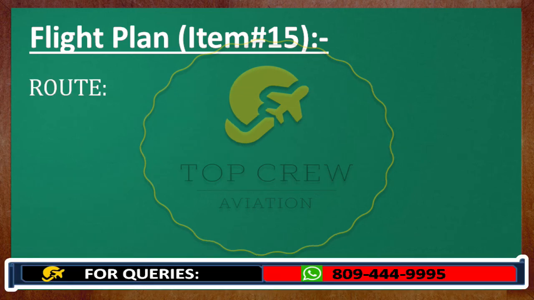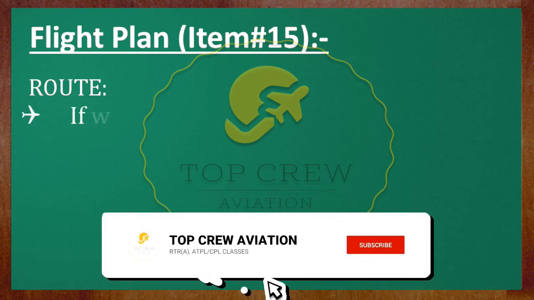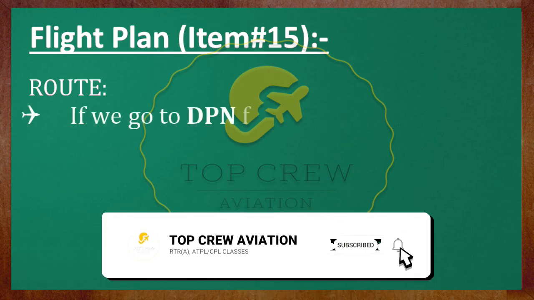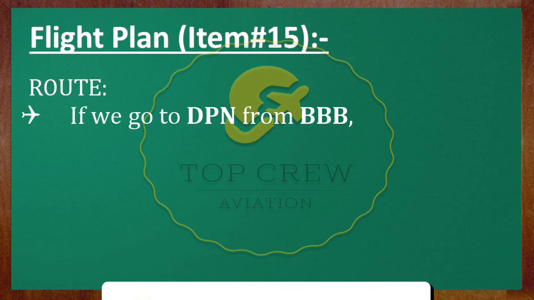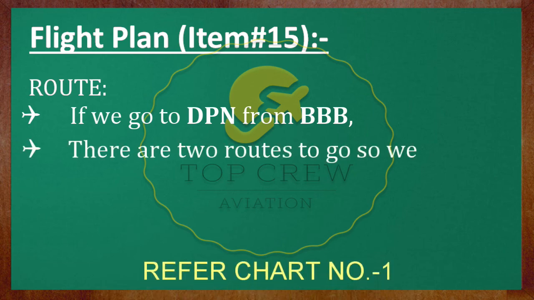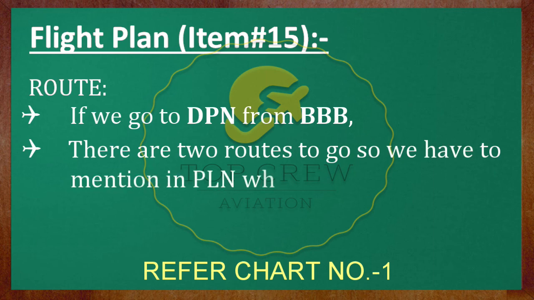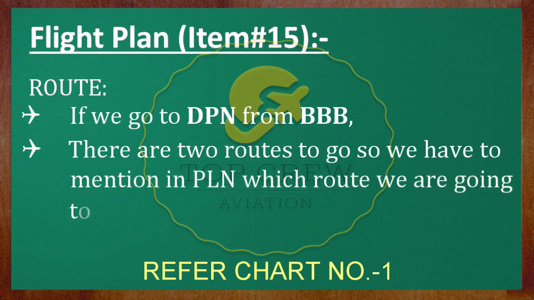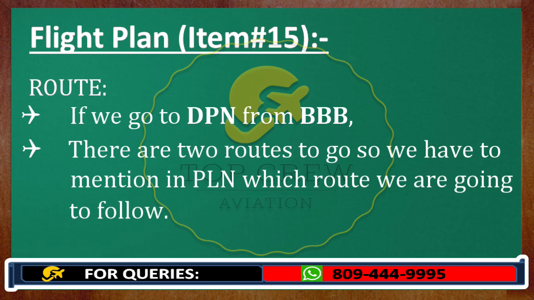If we talk about route, so we would discuss in details later, but let me give you basic idea about route. Let's say if we go to Delhi Papa November from Bravo, if we do see chart number 1, there are 2 routes to go. So we have to mention in flight plan which route we are going to follow. Alright guys, so that is it about item number 15.